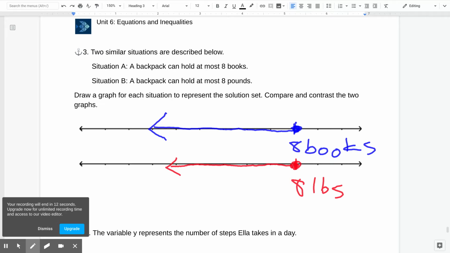Backpack B is pretty tiny. So we have to be really careful when we're looking at our units to make sure that we're understanding what the context of the problem is.